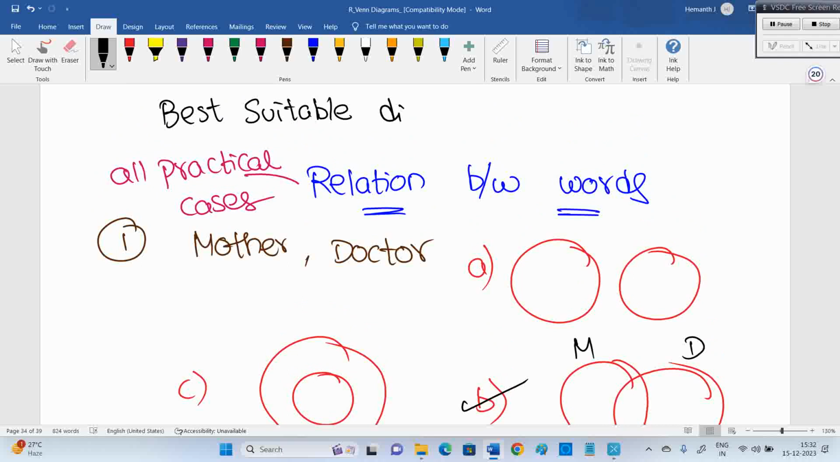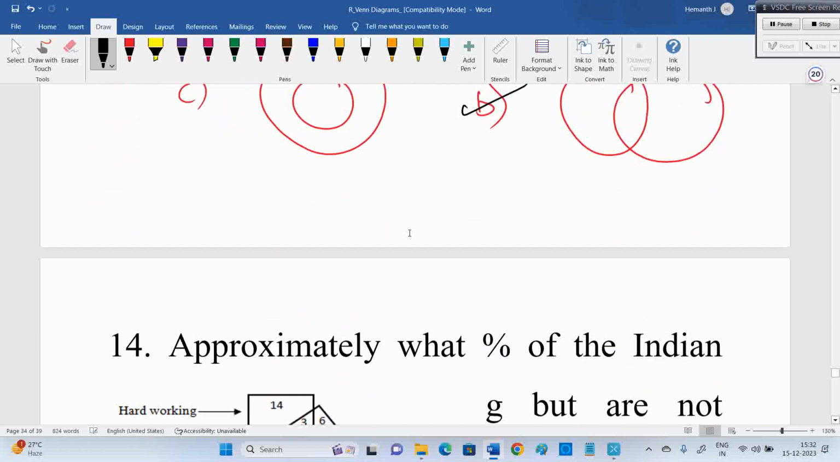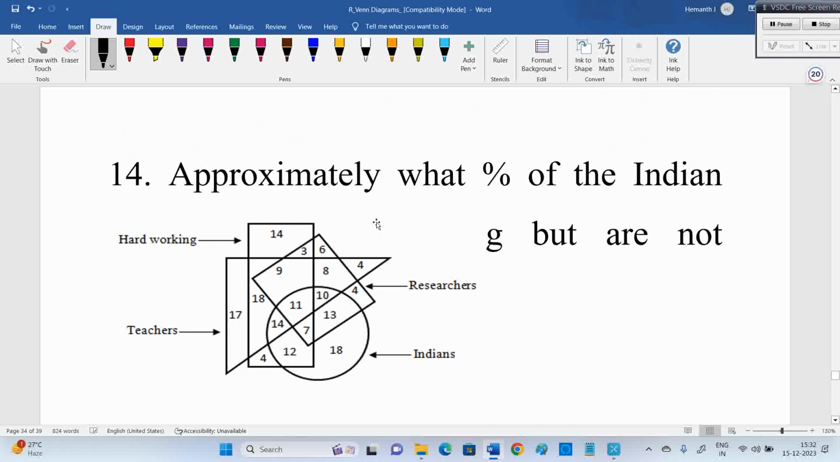Sir, in options, I have some thought in my mind, but no option is available. Then select the best among that. Select the best among the options, which will suit that. Considering all practical cases, you need to select the best suitable diagram. Before, yeah, the 14th one is also a TCS question, we'll work on it later.